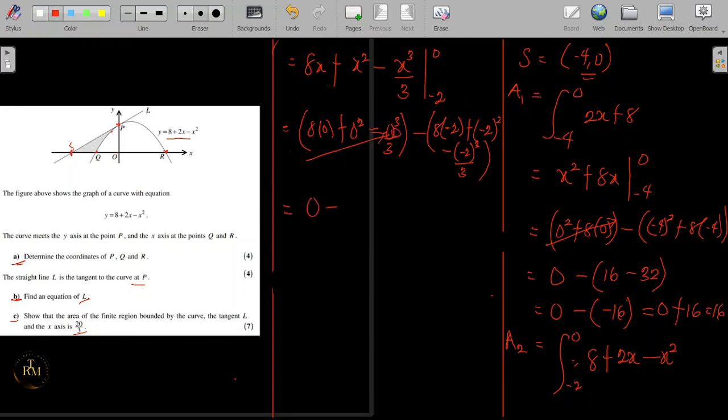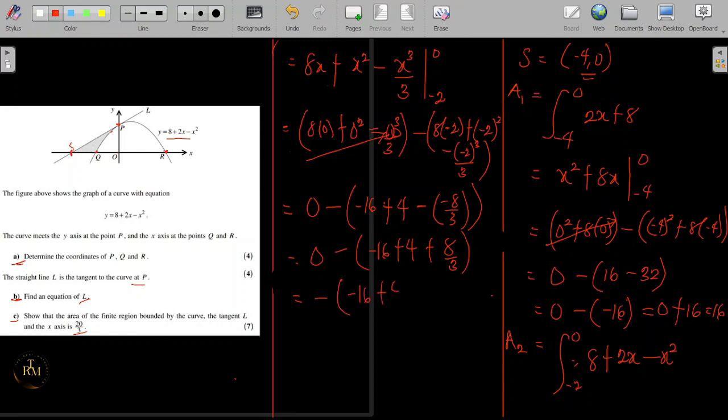So you have 0 minus, 8 times minus 2 is minus 16, plus minus 2 squared is 4. Then minus, this will give me minus 8 over 3, because minus 2 cubed is going to give me minus 8. So I'm going to have 0 minus, in bracket, minus 16 plus 4 plus 8 over 3.